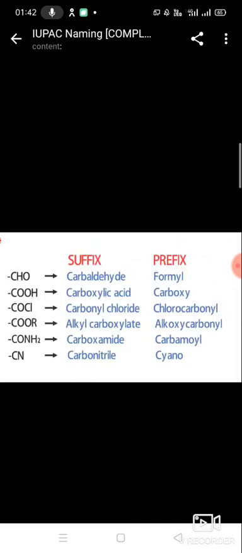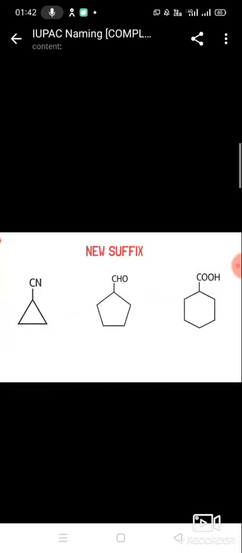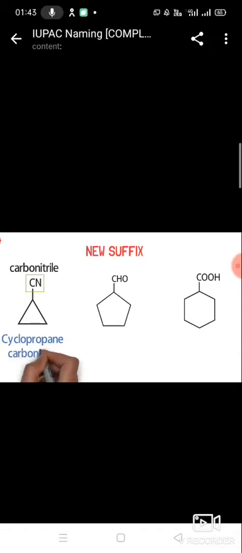So CHO means carbaldehyde, formyl; COOH is carboxylic acid, carboxy; carbonitrile, cyano. CN group, CHO group, COOH group. If in a cyclic compound CN is attached, it is carbonitrile. So cyclopropane carbonitrile.